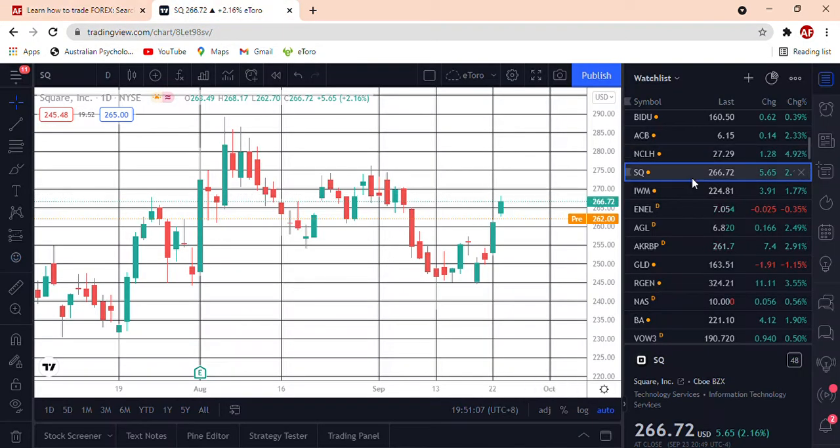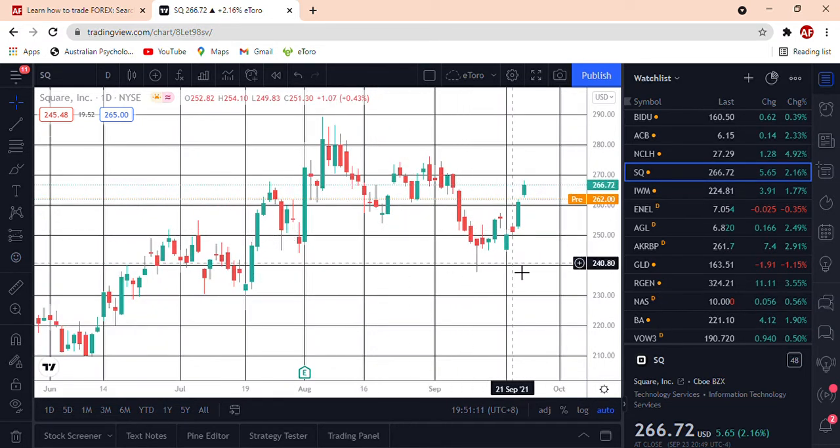So for example, if I create a video and start analyzing Square, we talk about numbers, but for example, here you can see the Square price is 266.72.